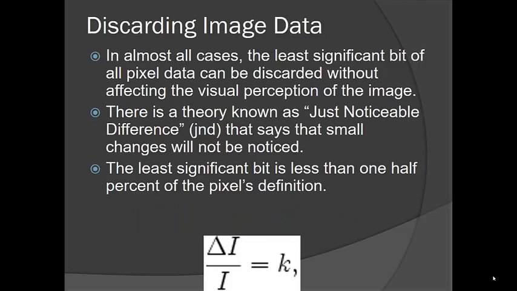Do you remember when we looked at the bit shaving, or the bit dropping off those least significant bits? In almost all cases, the least significant bit of all pixel data can be discarded without affecting the visual perception of the image. There's a theory known as just noticeable difference that says that small changes will not be noticed. You saw that in real time. The least significant bit is less than 0.5% of the pixel's definition, so even in a statistical meaning, it's not statistically significant.